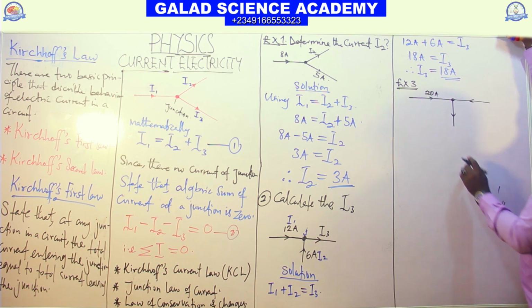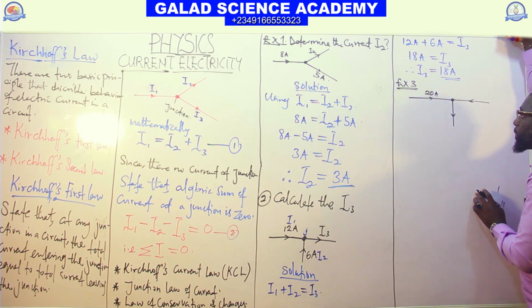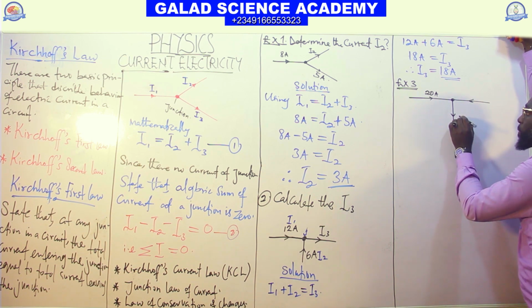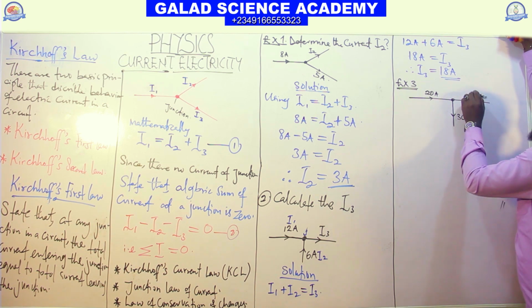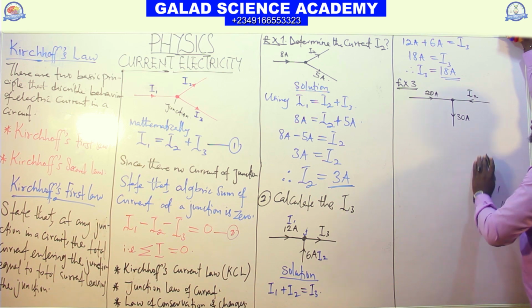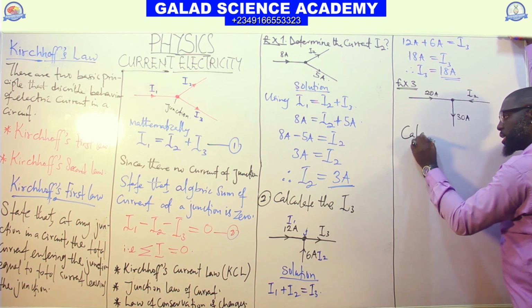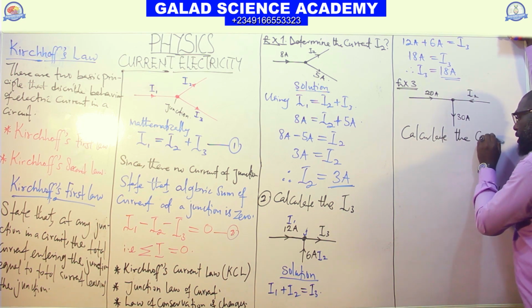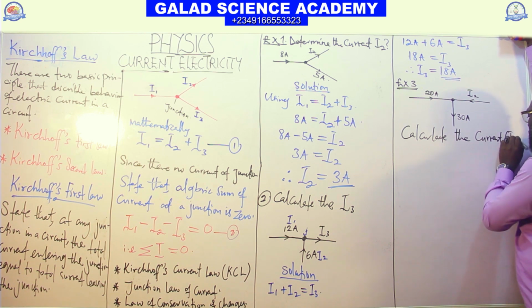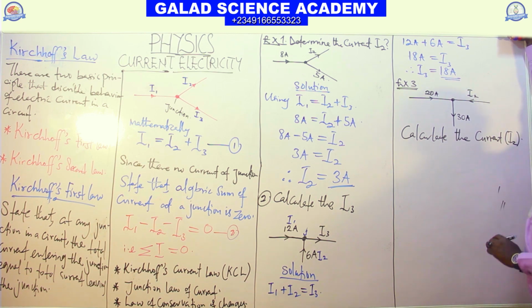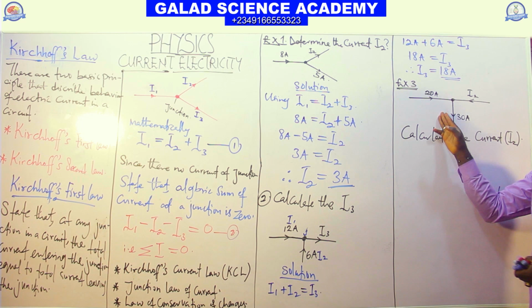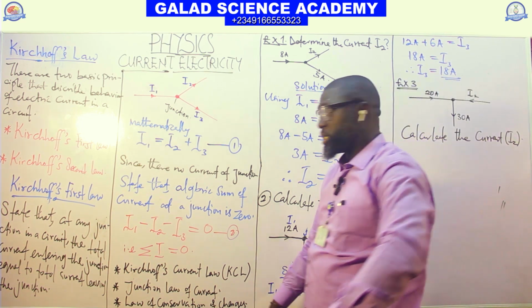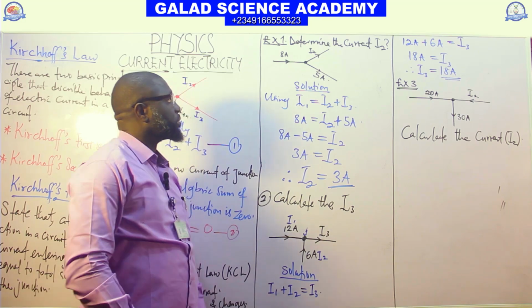And this should be 30 ampere. Let me call this one I2, and we are asked to calculate the current I2. You can observe that this Example 3 also differs from the previous ones.